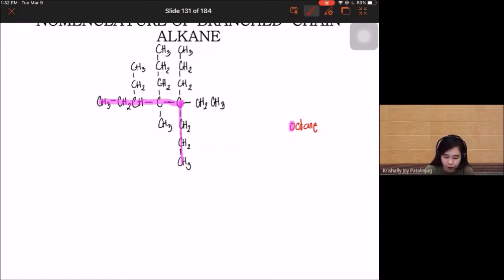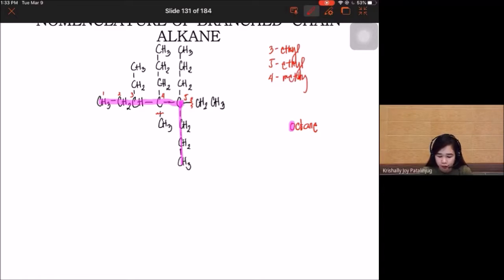You have carbon 3. Sa carbon 3, you have there an ethyl. What else? Meron ding ethyl sa carbon 5. You continue the numbering ha. Sa carbon 5, ito, meron ding ethyl. CH2, CH3, that is ethyl. What else? Sa carbon 4, merong methyl, yung nasa baba ito. CH3, that is methyl.